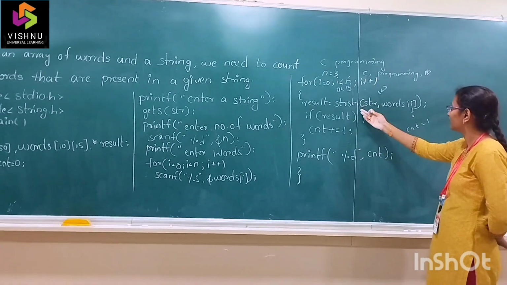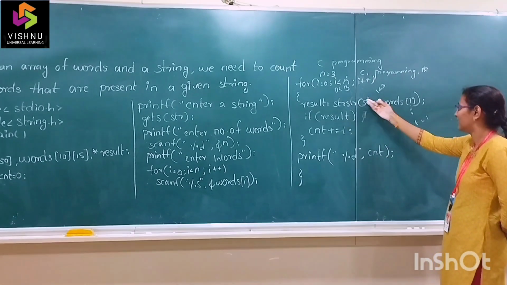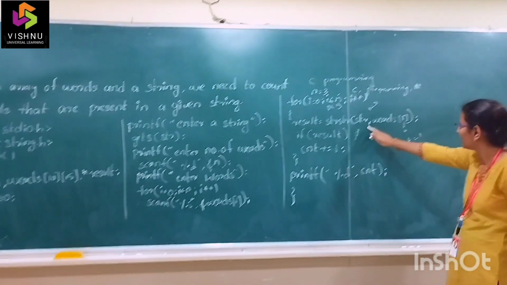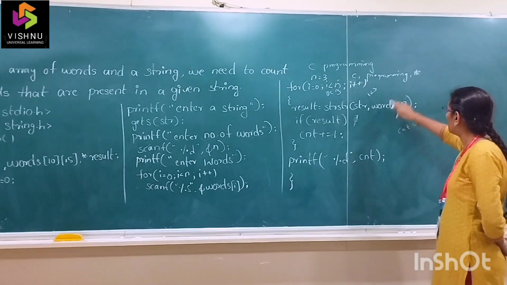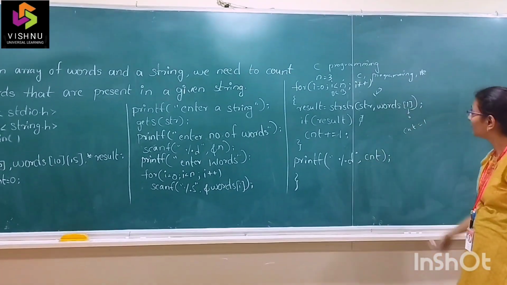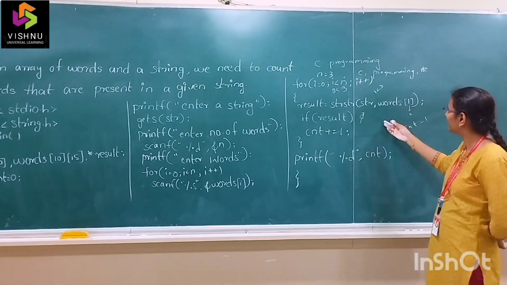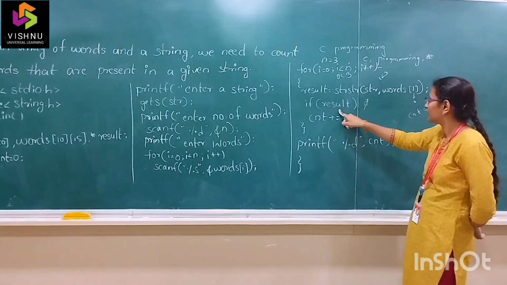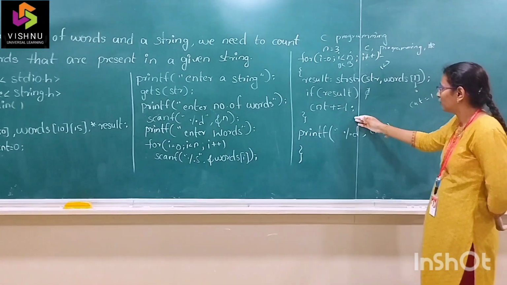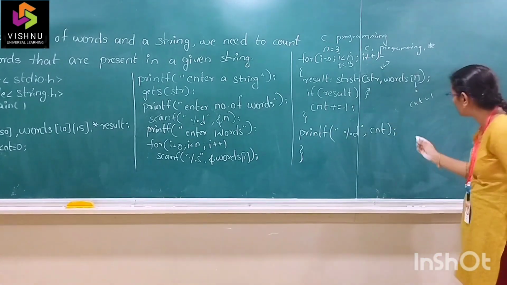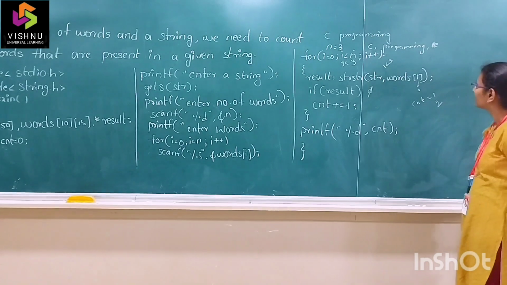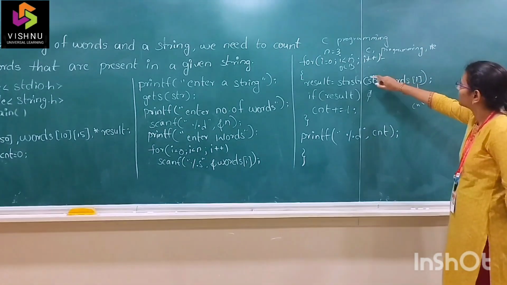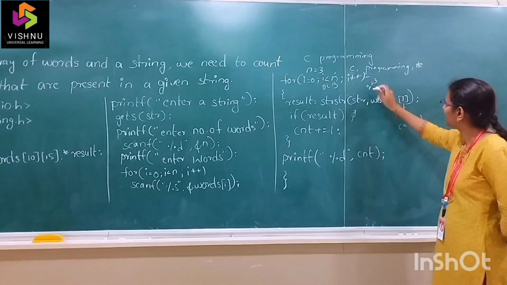Again, the strstr function will check the condition. C programming is compared with programming. Programming is present in the main string, so it returns p. The if condition will be executed. Now the count value becomes 2. Then the i value becomes 2. 2 less than 3, which is true.